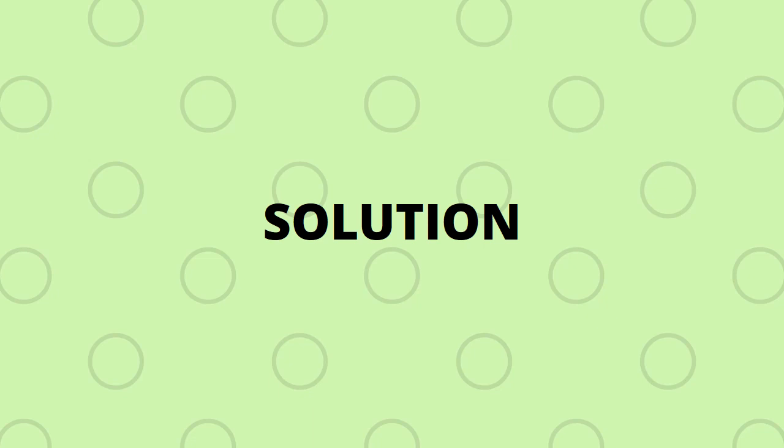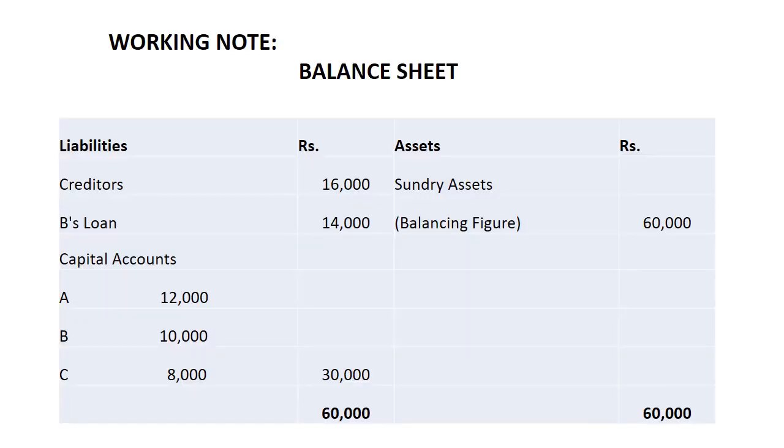Now see the solution. The balance sheet will be made by the name of working note. Without preparation of this working note, you will not be in a position to prepare your realization account. Now see, creditors are given in the question, 16,000. B's loan is given to you in the question, 14,000. And capitals are also given to you, A, B, C: 12,000, 10,000, 8,000, overall 30,000.